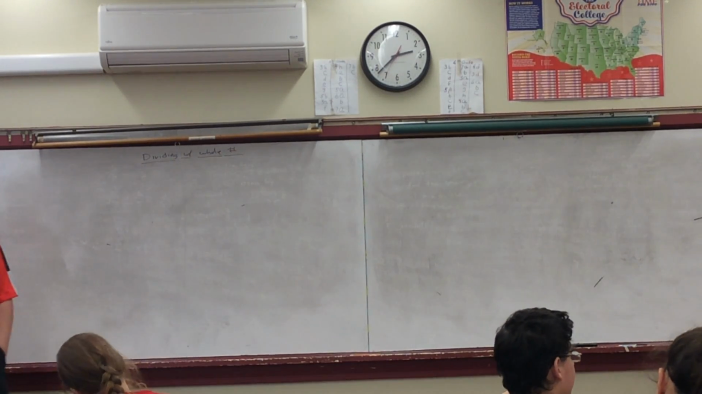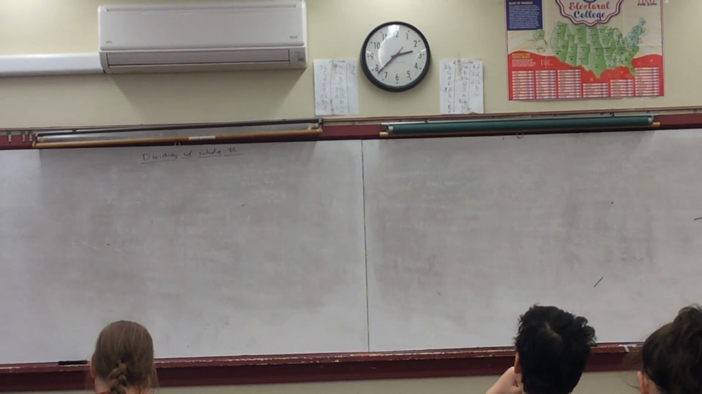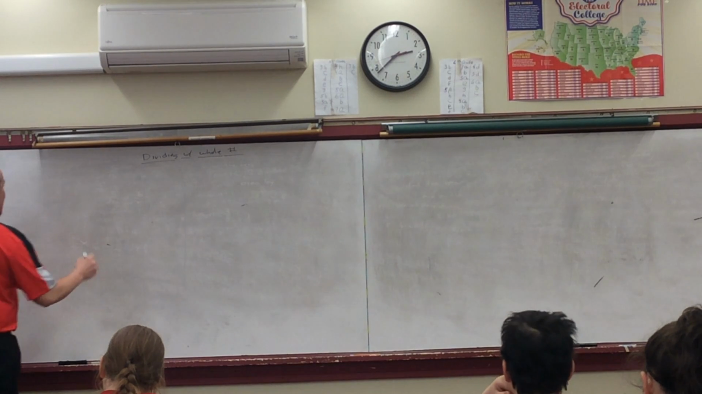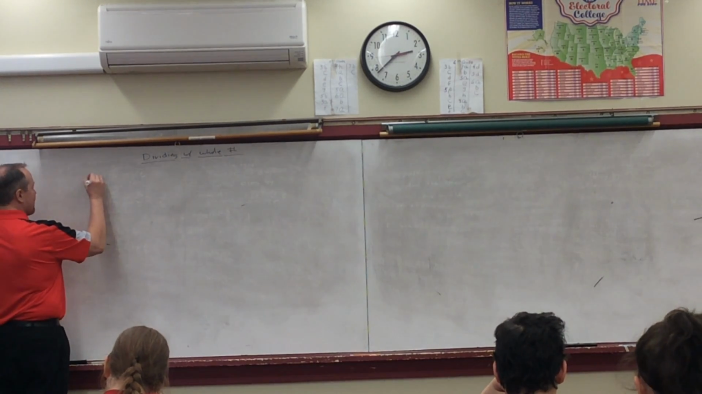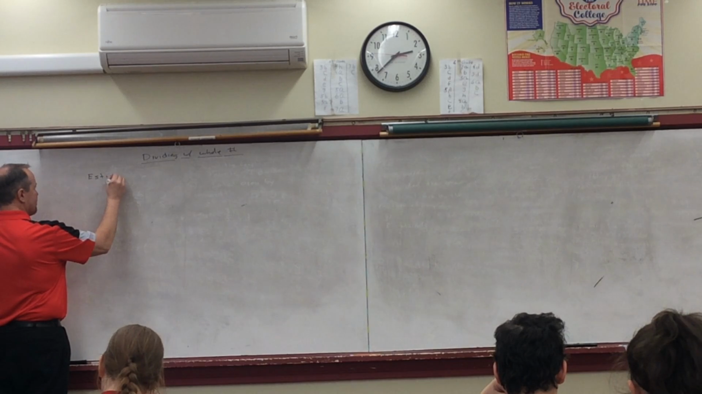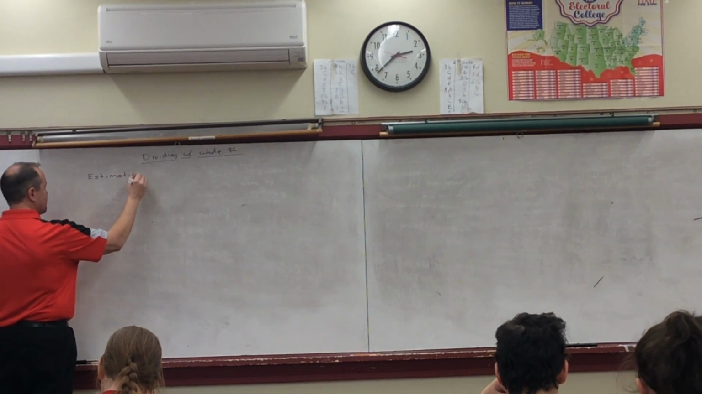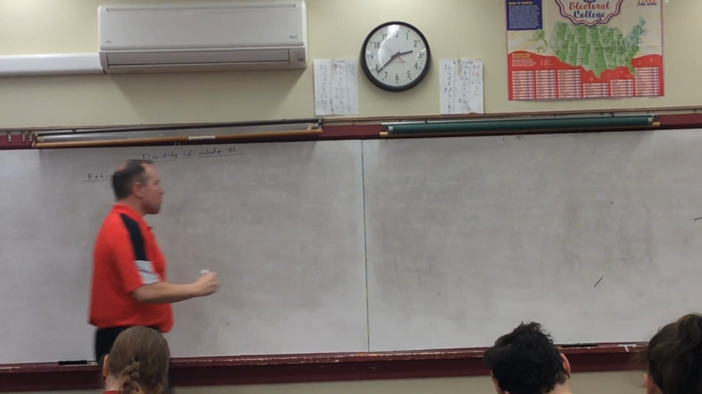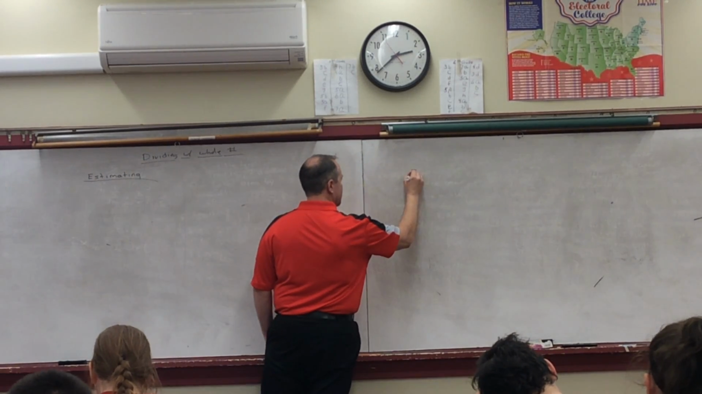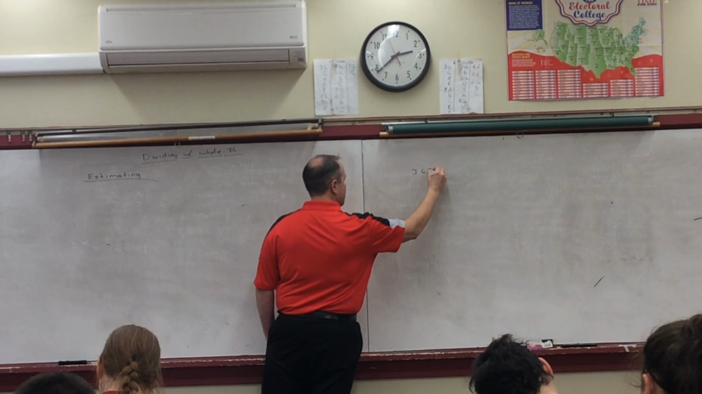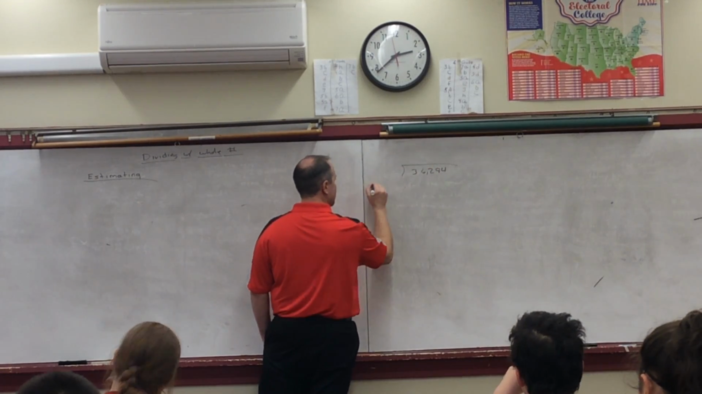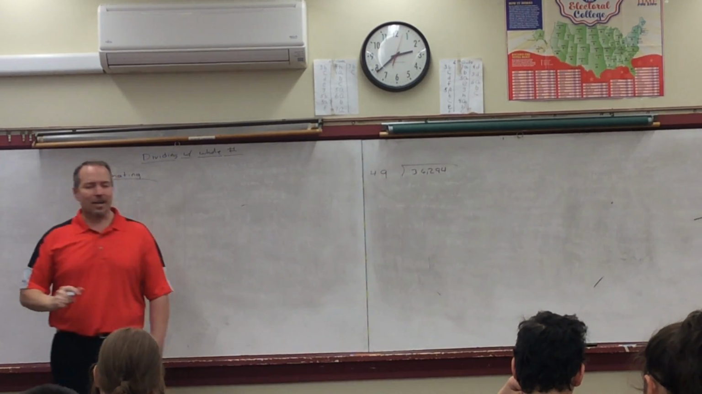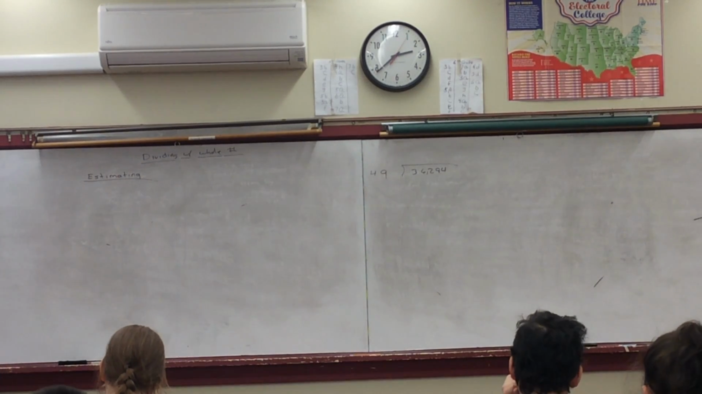Dividing with whole numbers. Now, the first thing that we're going to talk about real quick is estimating. So when we're estimating, let's say we had this problem. We have 36,294 divided by 49.